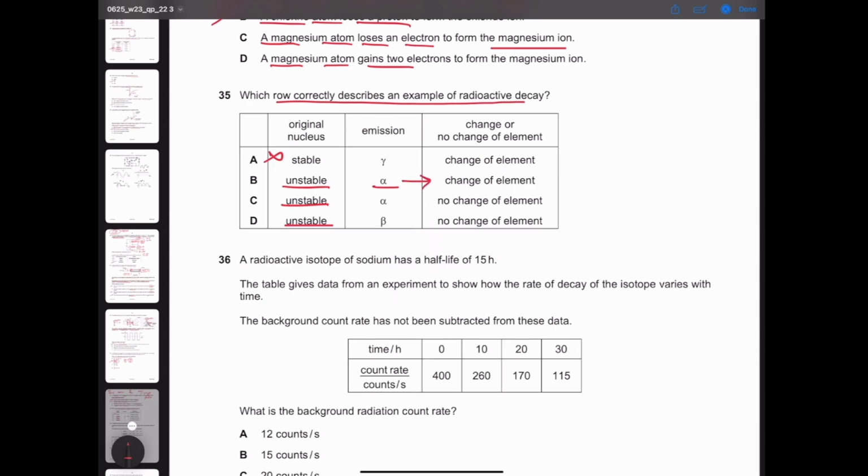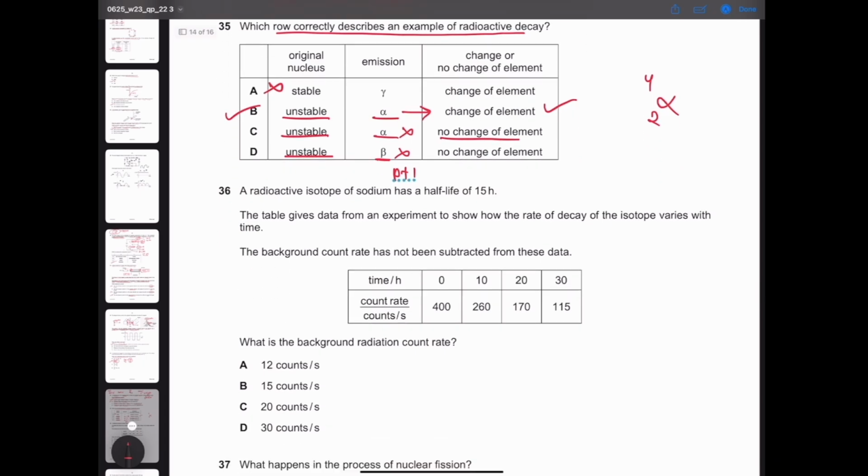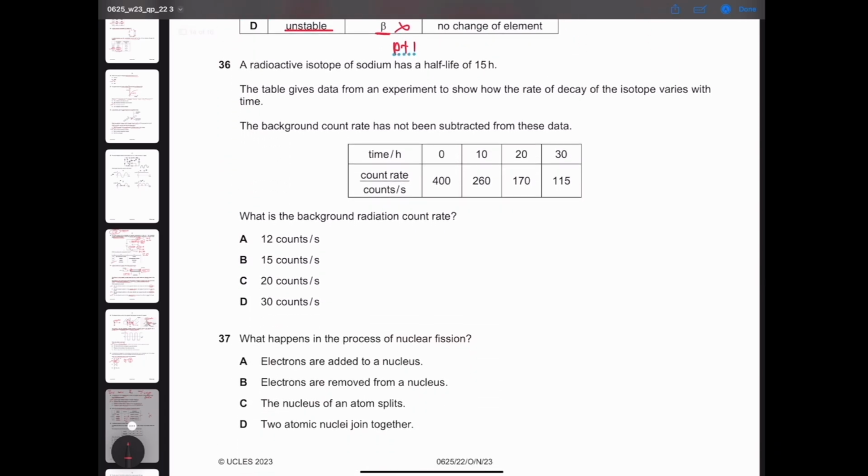This is true. In alpha decay, the element changes because a helium particle, 2 protons and 4 mass number, is released. So 2 protons and 2 neutrons are released. In alpha particle, there is no change of element. No, this is wrong. There is change of element. In beta decay also, the proton number increases by 1. So C and D are wrong. Answer B is correct. Now, question number 36. It's a good question.